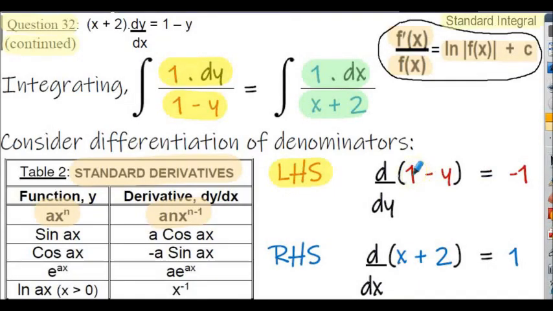So when we differentiate 1 minus y with respect to y, the 1 will disappear and the minus y becomes minus 1. When we differentiate x plus 2 with respect to x using the same standard form, the x will become 1 and the plus 2 will disappear. So dy by dx of x plus 2 is 1.